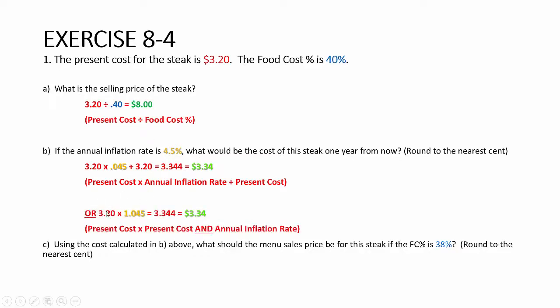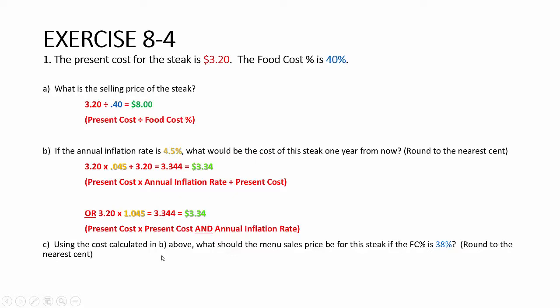Or if you want to do it one step less, take the present cost of $3.20 and multiply it by 1.045, or 3.20 times 1.045, and we will get to the exact same place no matter what step you take. Remember to always show us your logic and the unrounded answer.